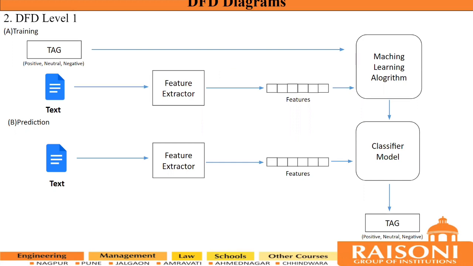This is the data flow diagram level 2. It gives a brief description of data flow diagram level 1. So we can see in data flow level diagram 1, we are doing the feature extraction from the previous data, and then we give data for the predictions, and we can get the various tags like positive, neutral, or negative.